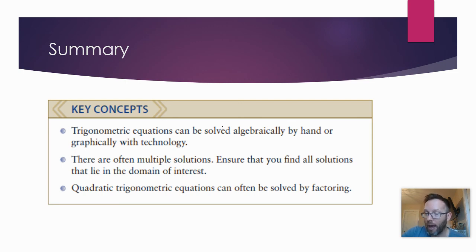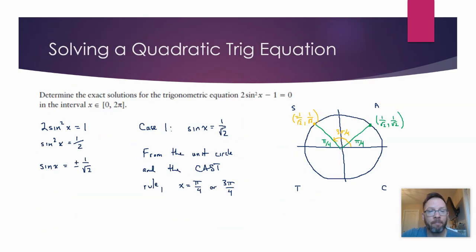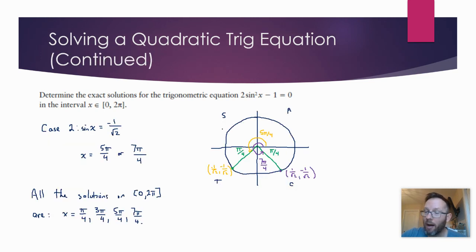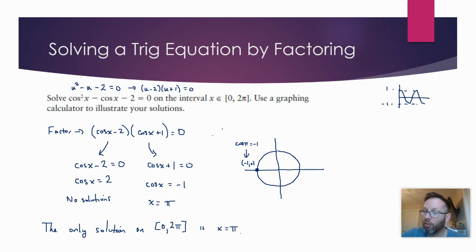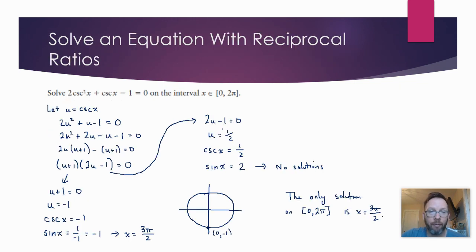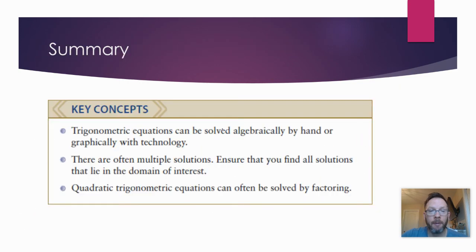But the strategies we had were considering cases. In the case where we had sine squared x equals a half, we had to consider the positive and negative case. That was from our first example. Or when we solve an equation by factoring, we get two cases to consider by setting each factor to 0. Our third example was similar, except we mixed in some reciprocal ratios. So we have a variety of tools that will help us solve by hand.